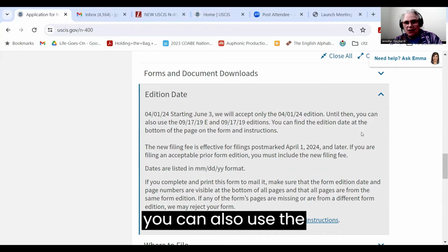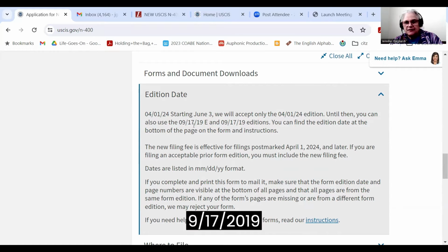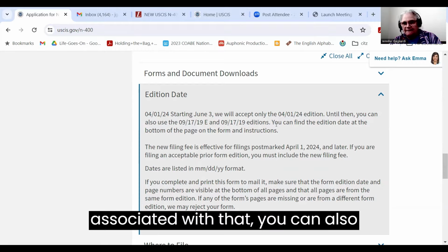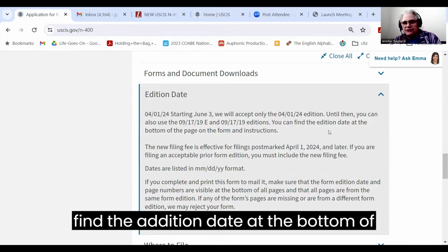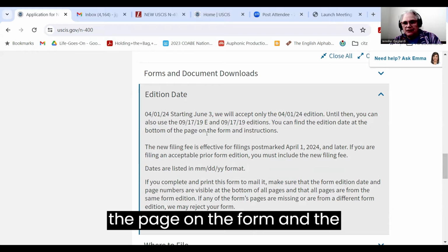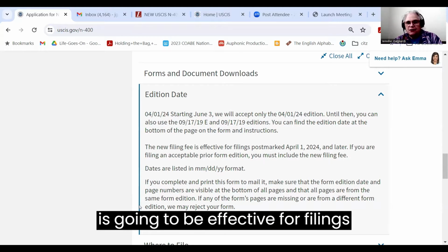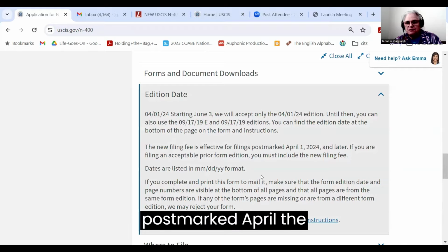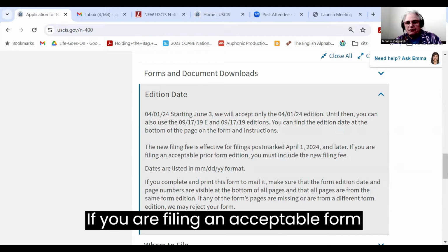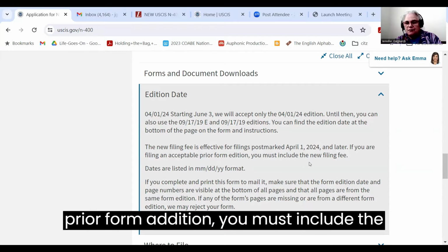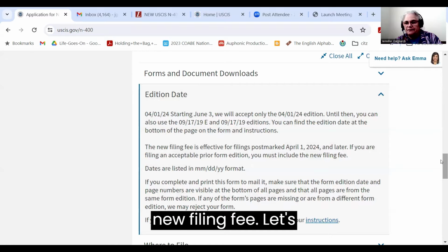Until then, you can also use the 9/17/2019 edition and the instructions associated with that. You can also find the edition date at the bottom of the page on the form and the instructions. The new fee is going to be effective for filings postmarked April the 1st, 2024 or later. If you are filing an acceptable prior form edition, you must include the new filing fee.